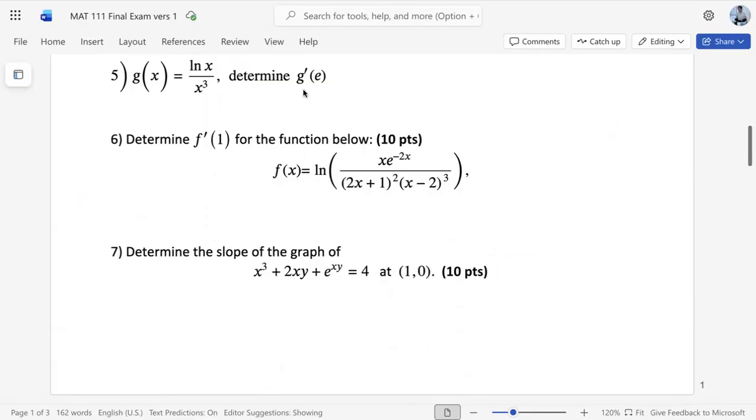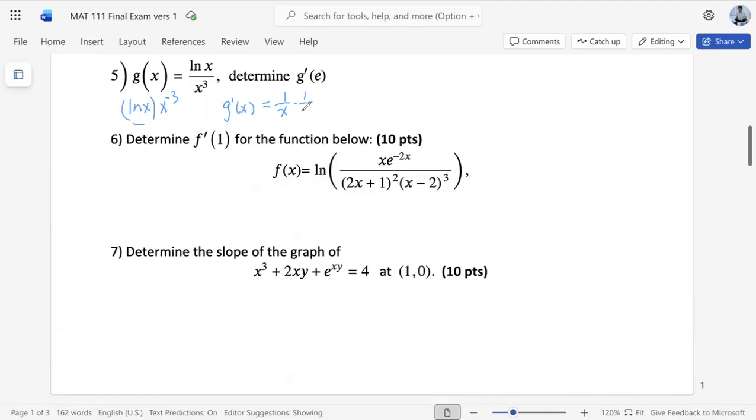Let's see, 5. For 5, we want to find the derivative of g, then evaluate at e, the Euler number. So we cannot forget about that, okay? We differentiate, then we evaluate. So let's differentiate first. So g prime of x equals, I can rewrite this function as ln x multiplied by x cubed raised to -3. Or you can use the quotient rule. I read it as a product, then apply the product rule. So I differentiate the first one as 1 over x. Then I multiply by the second one.